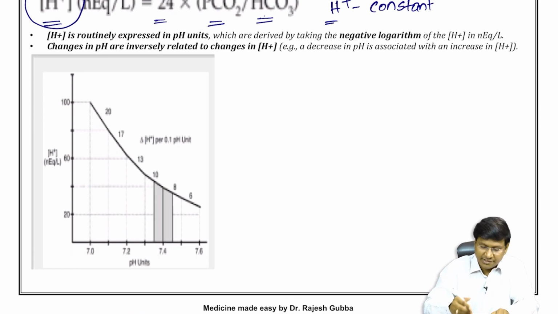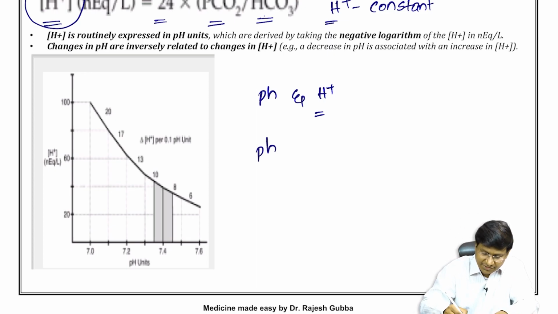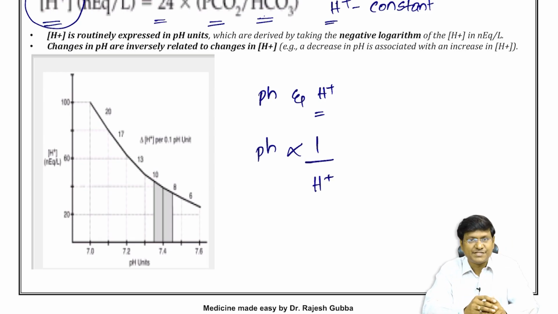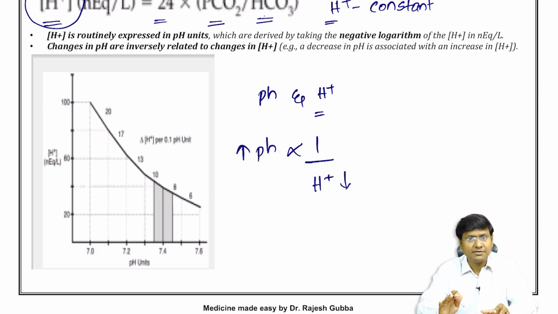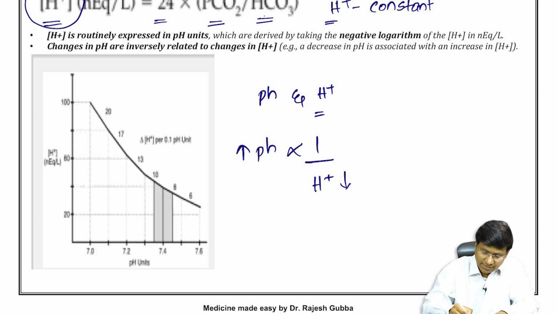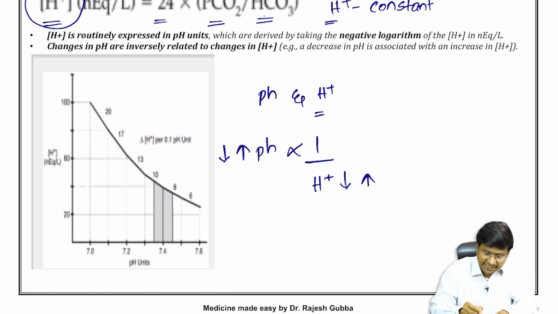The next very important point is that pH and H plus ion concentration are always inversely proportional to one another. That is, pH is directly proportional to 1 by H plus ion concentration. When the pH increases, what will happen to the H plus ion concentration? It decreases. The other way around, if the pH decreases, there will be an increase in the H plus ion concentration, right? So it is inversely proportional, and that can be seen in the graph as well.